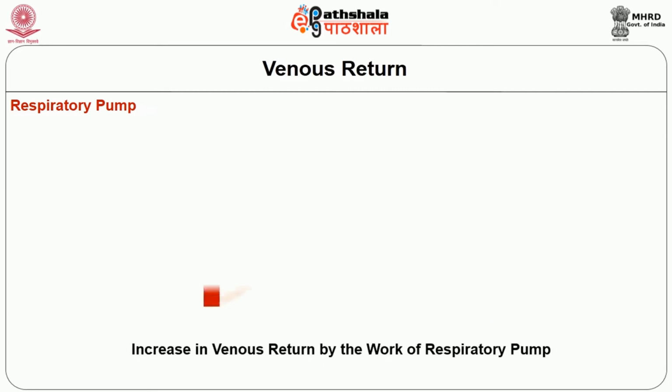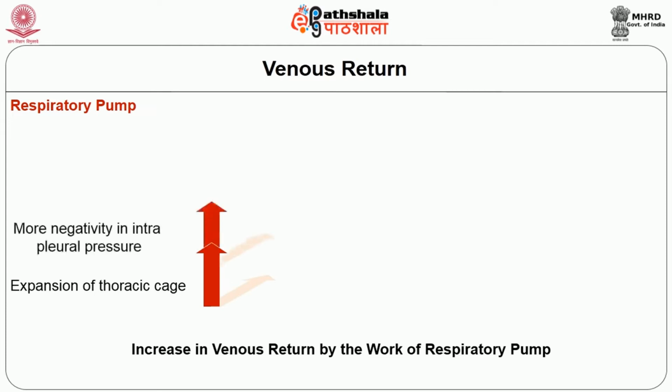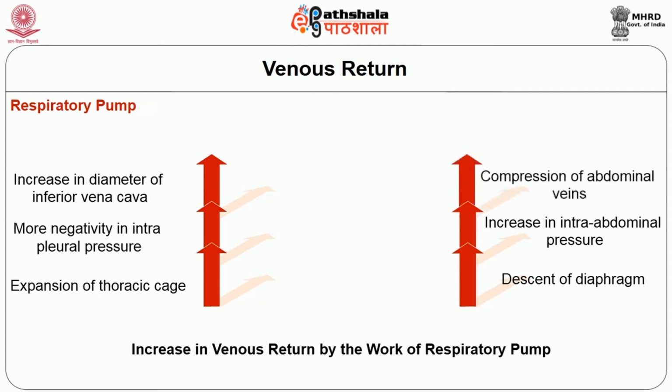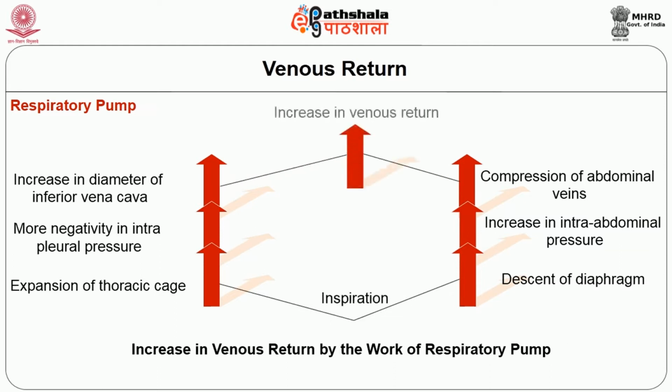So, if you see, when there is an expansion of the thoracic cage, there will be more negativity in the intrapleural pressure. When there is more negativity in the intrapleural pressure, there will be an increase in the diameter of the inferior vena cava. When there is an increase in the diameter of the inferior vena cava, venous return increases. On the other side, when there is a descent of the diaphragm during breathing, abdominal pressure increases. When the intra-abdominal pressure increases, the abdominal veins are compressed, and then there will be an increase in venous return to the heart.